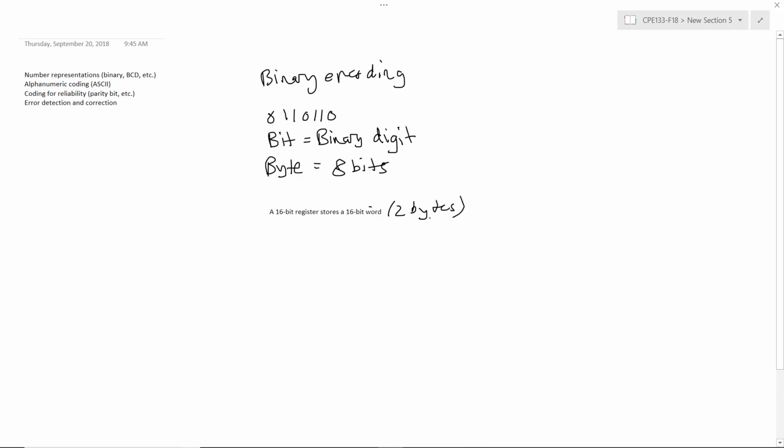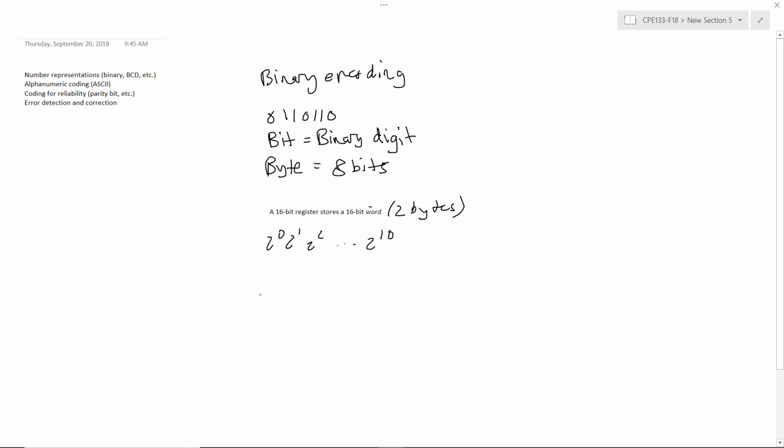Okay. Now, for binary encoding, it's going to be important that you memorize the powers of 2, at least up to 2 to the 10. This will come in handy as we go more into digital design. So this would be from 2 to the 0, 2 to the 1, 2 to the 2, all the way up to 2 to the 10.